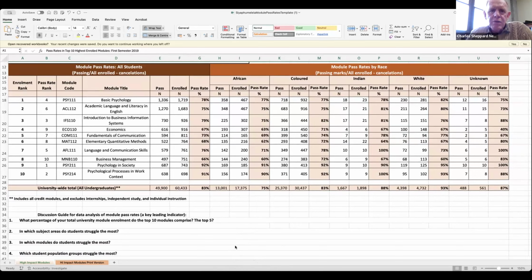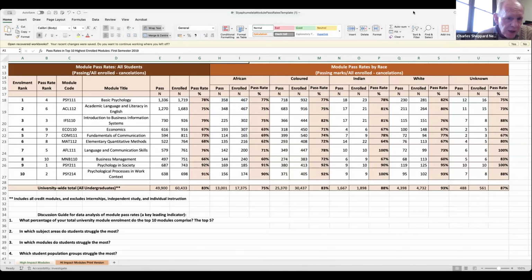So we are giving you here a completed template, but there's also a blank template in the resources. And the idea is that you go back to your university, that you identify and define which are your high impact modules, that you compile information in a way that makes sense for you. This is just an example. And that you bring that back, and you can even try to do some visualization of the data that you could use to facilitate discussion of this information and to try to inform interventions. So there it is, just a completed one as an example.